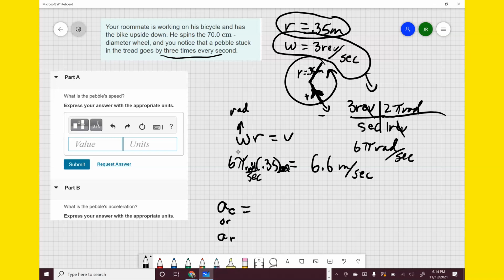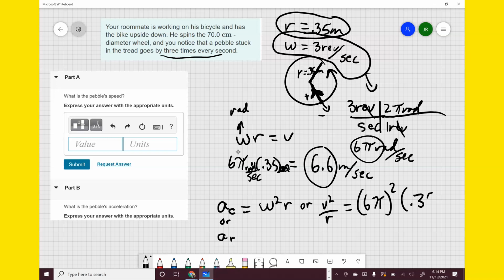But to get the centripetal or radial acceleration, it's just going to be either omega squared r or v squared over r. Either way you want to do it. And we have the v right here. We have the omega right here. So we could go either way with it. I think I'll just say omega squared r, 6 pi squared times 0.35. That's radians per second. And that's meters. So it's going to turn out to be meters per second squared, as it should, for acceleration like that.